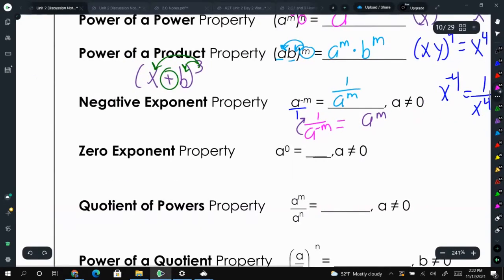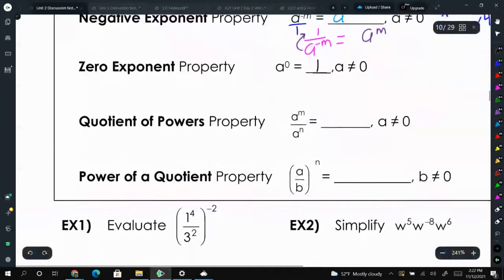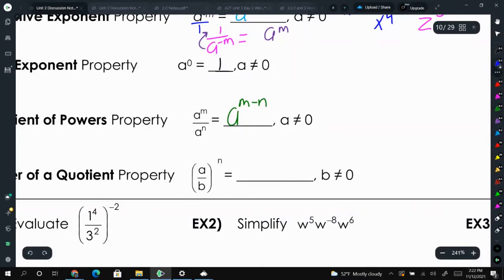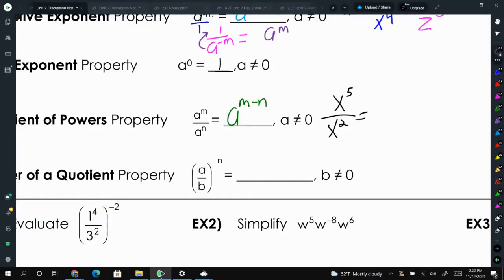One of my favorite properties is the zero property. Anything to the 0 power is 1. Anything, no matter what. The quotient property states that if the base is the same and I'm dividing, I can take my exponents and subtract them, and the result will go in the numerator. So if I have x to the fifth over x squared, I'm going to do 5 minus 2 and get x to the third.